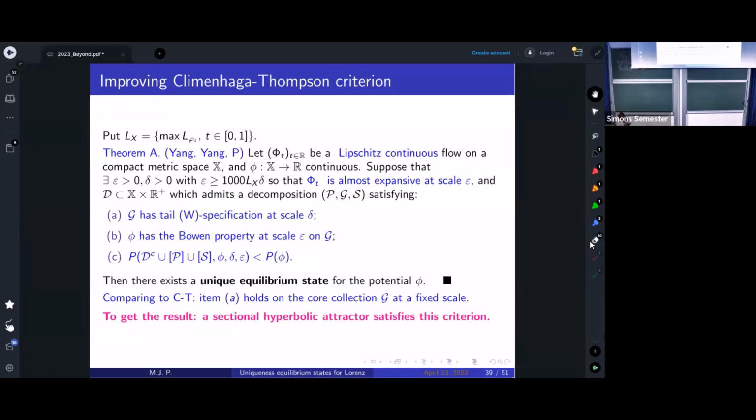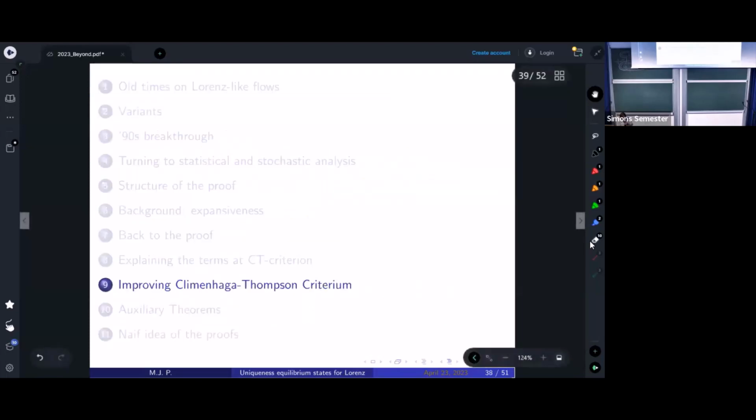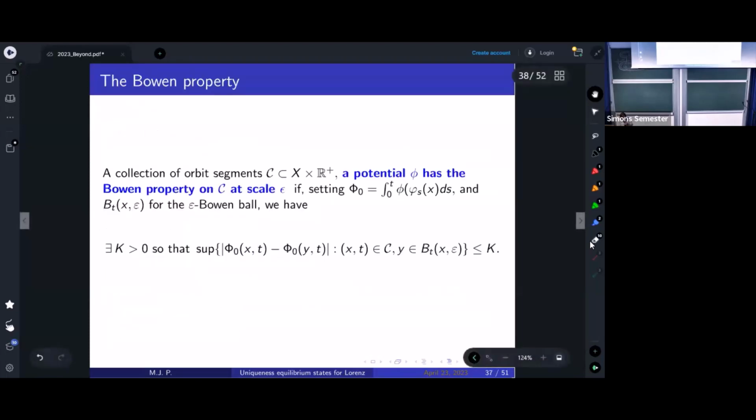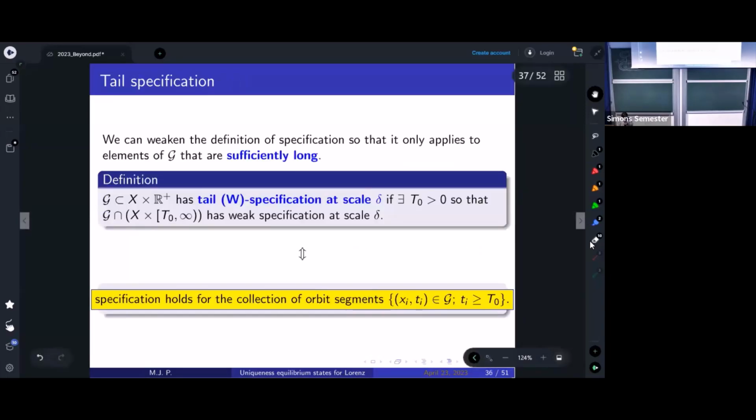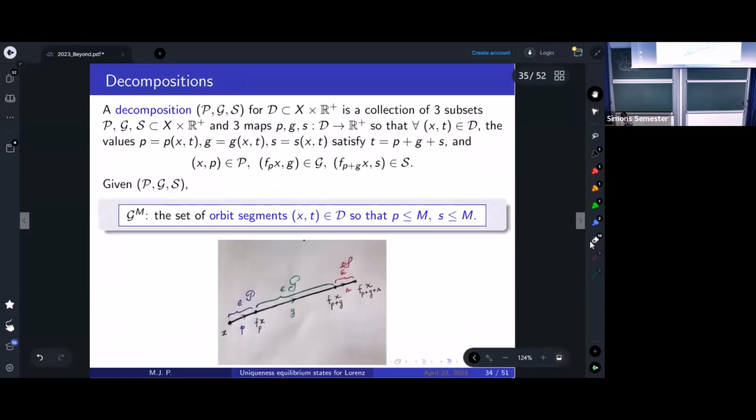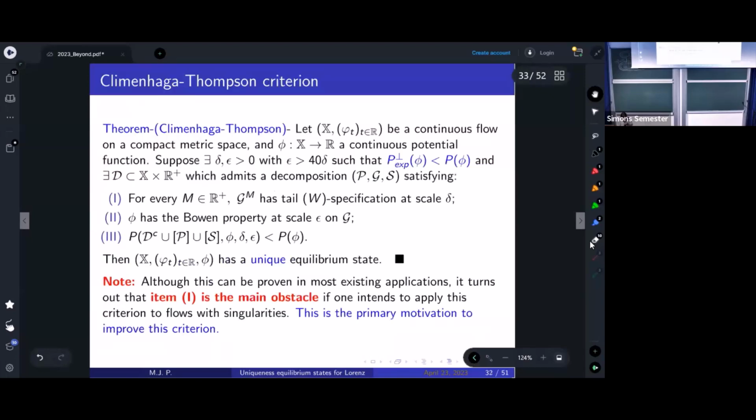Look, it's just the point there in the Klimenhaga-Thompson, why this doesn't hold for flows with singularities. Let me just... item 1 is: for every m, G_m has tail specification at scale delta.